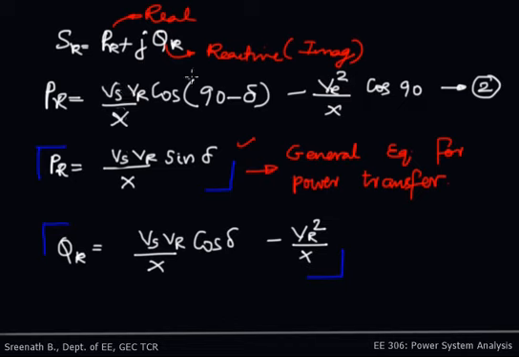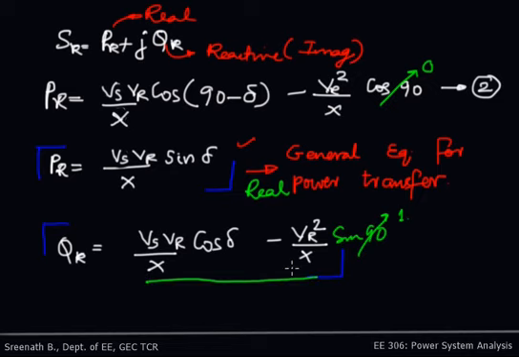Now the real part is given by the cosine component and the imaginary part is given by the sine component. PR is the real part, the active power, given by Vs VR by X cos of 90 minus delta, minus VR squared by X cos 90, and cos 90 turns out to be 0. So this is Vs VR by X sin delta. This is the general equation for real power transfer in a transmission line. Now QR is given by Vs VR by X sin of 90 minus delta, minus VR squared by X sin 90, which turns out to be 1. So QR is equal to Vs VR by X cos delta minus VR squared by X.